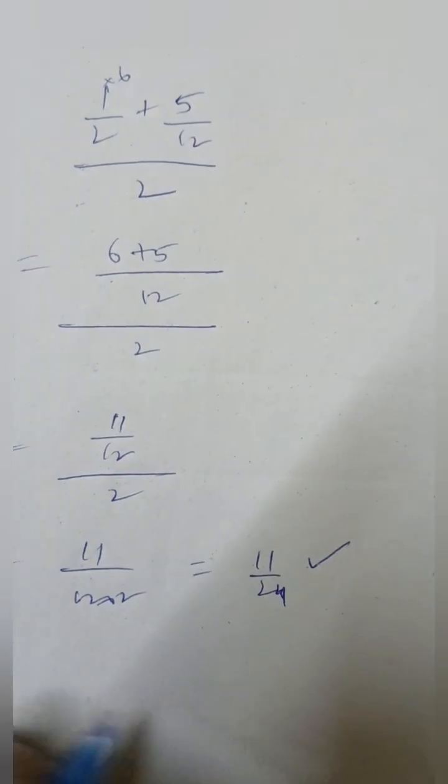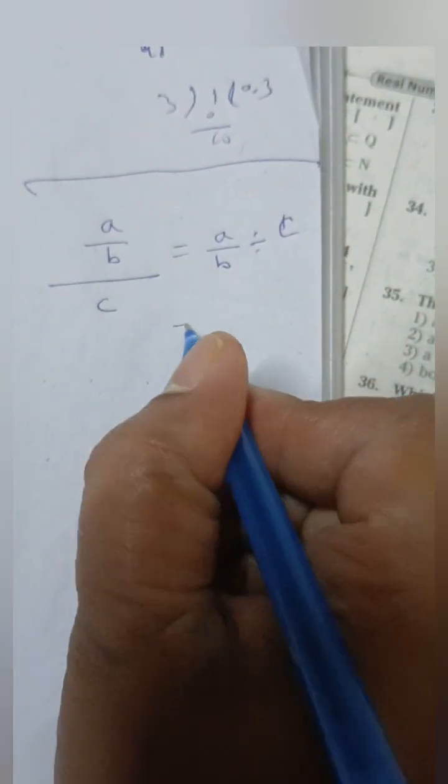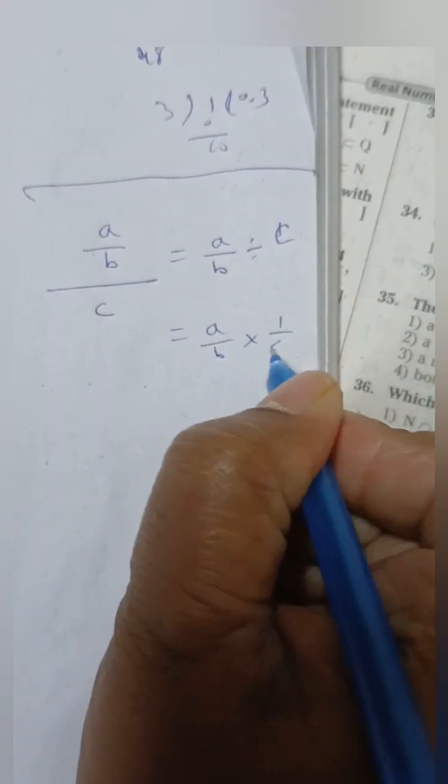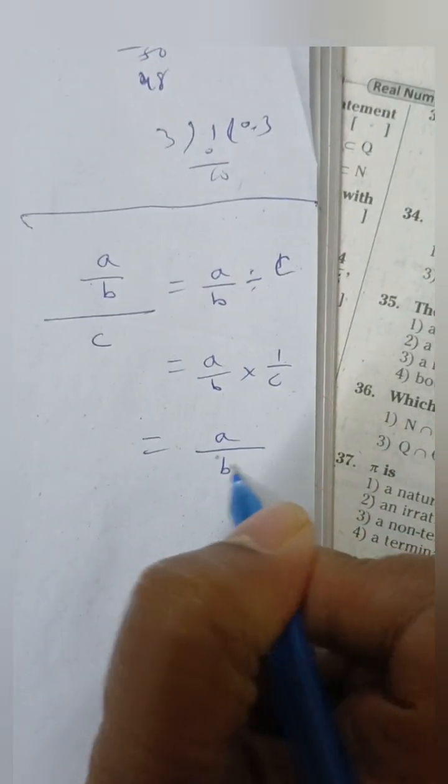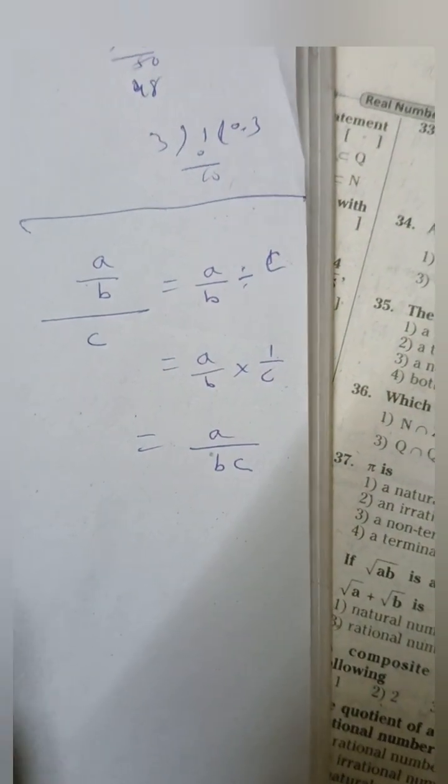This is another number. Now some children don't know this concept. You listen. A divided by B divided by C can be written as A divided by B into 1 by C. So A by B into 1 by C. That is A by BC, as I have done here.